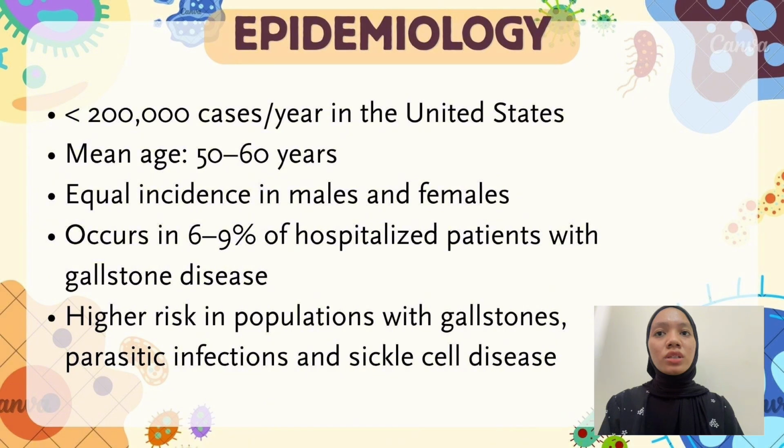In terms of gender distribution, acute cholangitis occurs at a similar rate in both males and females, showing no significant sex predominance. Among patients who are hospitalized with gallstone disease, approximately 6 to 9% may develop acute cholangitis as a complication. In addition, certain populations are at higher risk of developing this condition, including individuals with gallstone parasitic infection and also sickle cell disease.